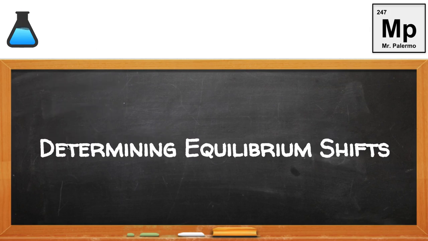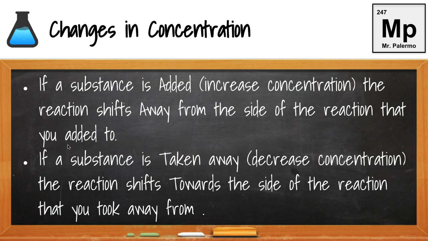So let's look at determining some equilibrium shifts. And the first one we're going to look at is using concentration. So concentration is the amount of something. So if a substance is added, if we increase the amount or concentration of one of our substances, then the reaction is going to shift away from that side in order to relieve that stress and reestablish equilibrium. If we decrease, meaning take away a substance, then the reaction shifts back towards that side we just took away from in order to maintain or reestablish equilibrium.